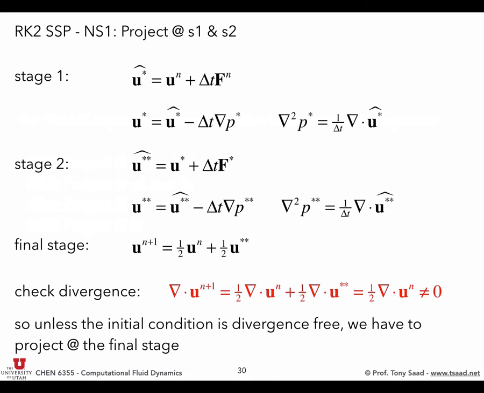So we know that div u star is 0. The second stage, we know that div u double star is 0. And this is the final stage. That's what we just discussed earlier. And this tells us that if we check the divergence at the last stage, it's equal to div u n, which is not necessarily 0 unless your initial condition is divergence-free. Why do I go back to the initial condition? Because if you start with an initial condition that's not divergence-free, that's just going to carry along. It's just going to be a source term. You'll always have some divergence.